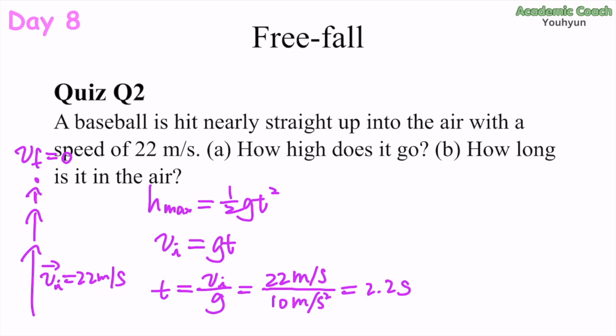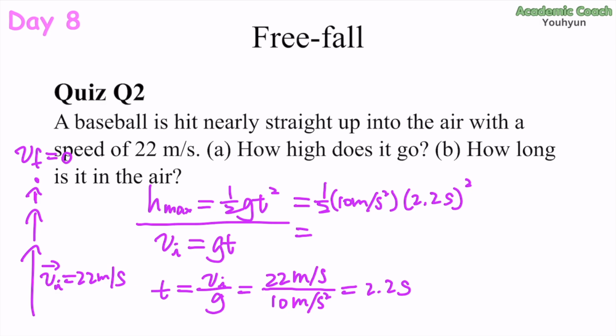So now I can plug this back into the H max equation. Then I get 1/2 times G times T squared, which is 24.2 meters. So this would be the max height.